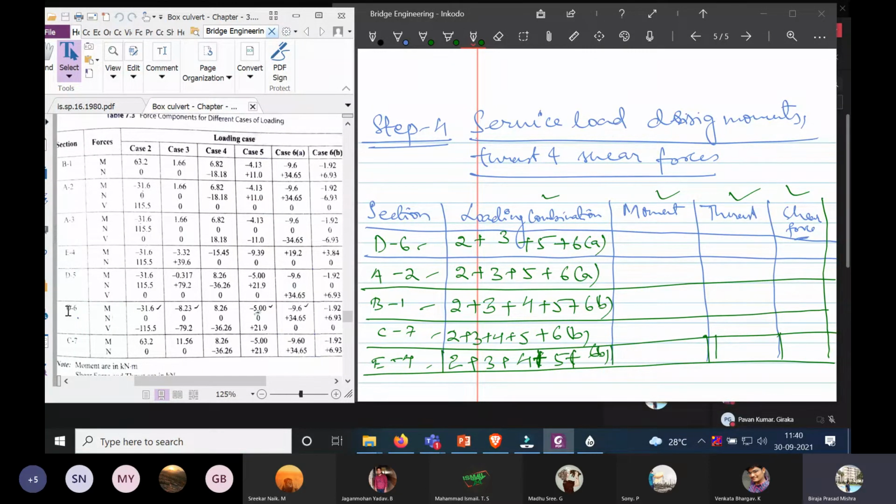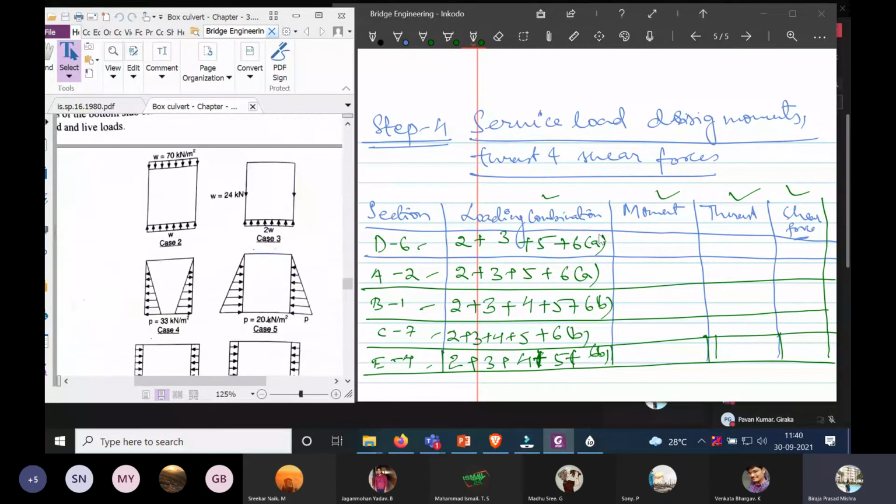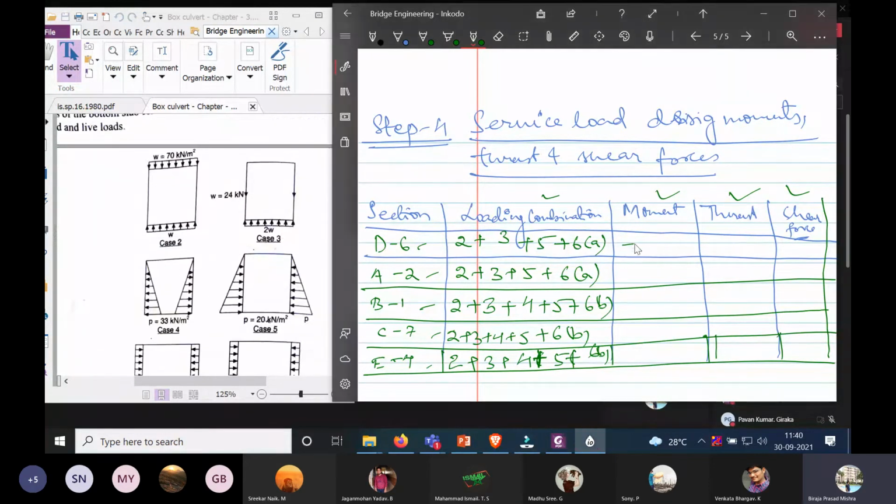So for this section D6, if I add all the moments, what value am I getting? If I add all those moments, then I will get the resultant as minus 54.43, and for this one it is minus 43.67, and for this it is 65.63. Next it is 76.10, and the next value is minus 55.89.